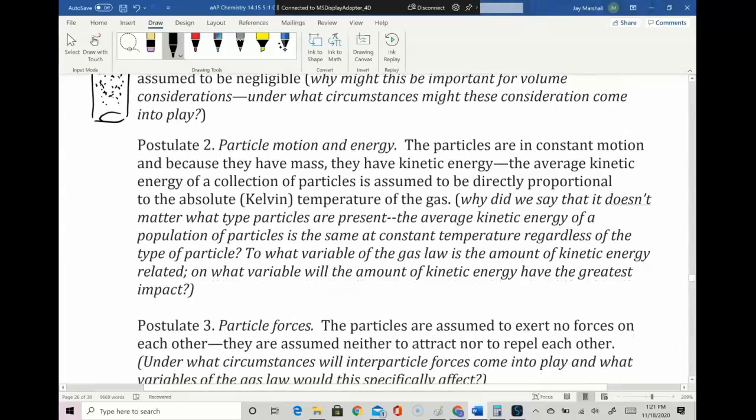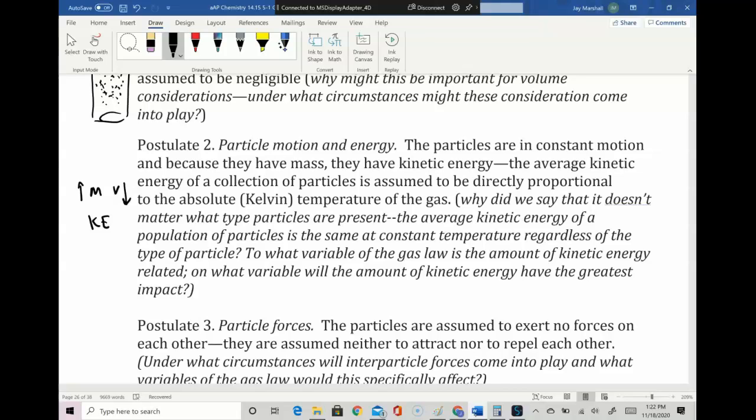We also have to assume particles are in constant motion, and because they have mass, they have kinetic energy. That's correct. The average kinetic energy of a collection of particles is assumed to be directly proportional to the absolute temperature of the gas. And remember, this is where it came in, that it doesn't matter what the mass of the particles are, it doesn't matter what type of particle it is, because if I increase the mass, the velocity will decrease, and I'll still have the same amount of kinetic energy at a certain temperature.